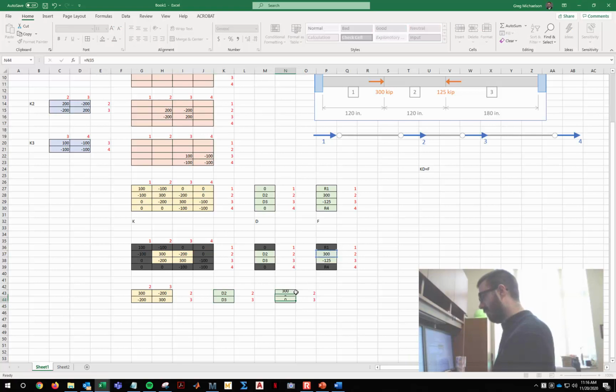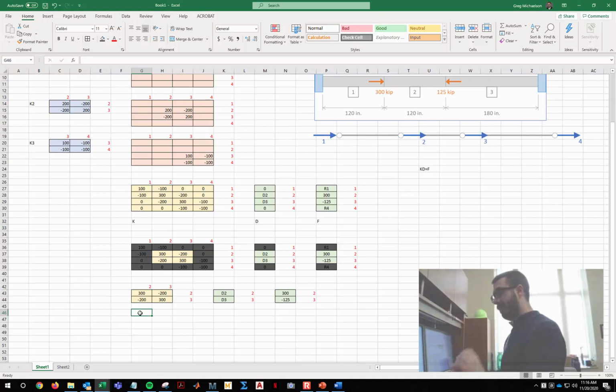And then this system here. And so this, now we have new names. So now this is going to be KR. This is going to be DR. This is going to be FR. These are the reduced system level entries based on those boundary conditions.